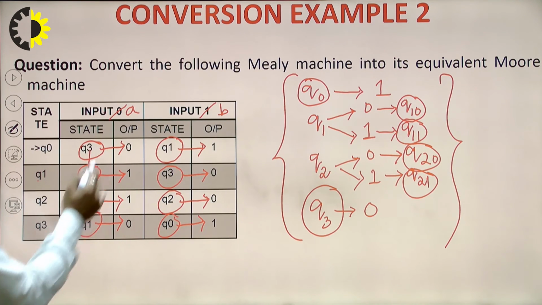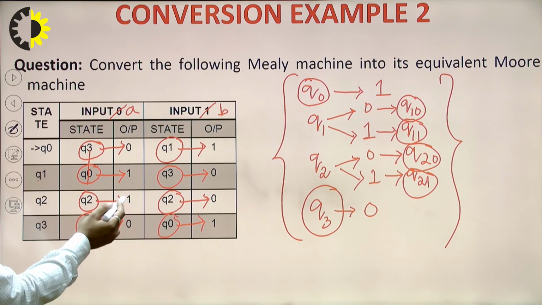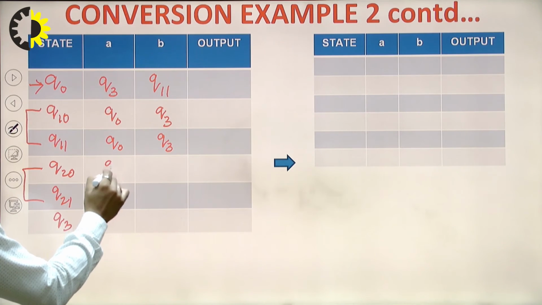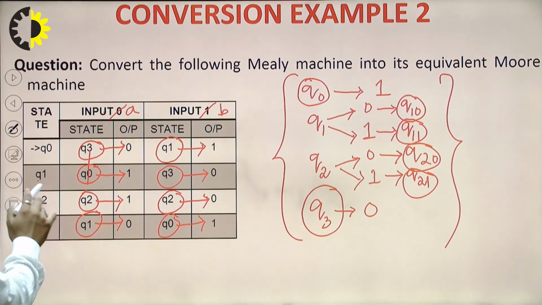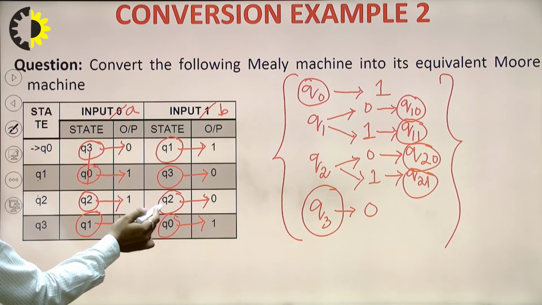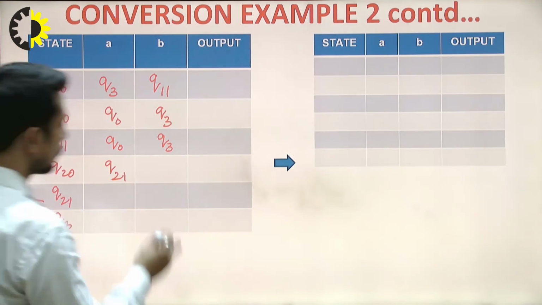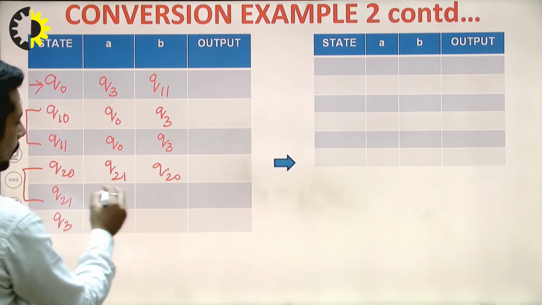Now come back to Q2. Q2 on seeing A, where is it going? It is going to Q2, whose output is 1. That means Q21. Okay. Next, Q2 on seeing input B, where is it going? It is going to Q2, whose output is 0. That is Q20. So the same thing will be written over here.